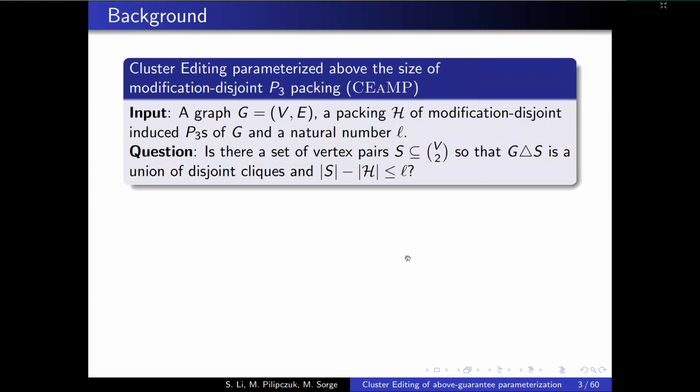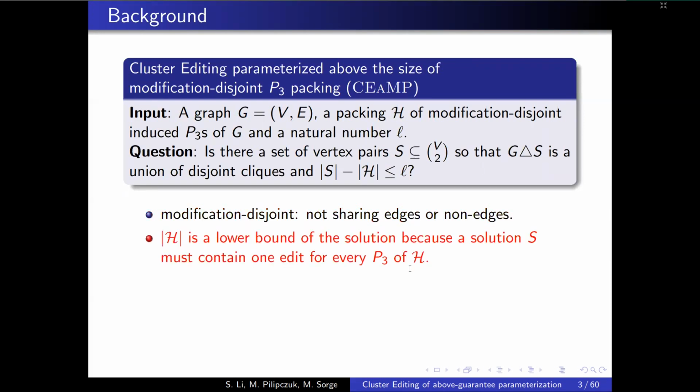In this paper, we study another variant such that the lower bound is the size of a packing H of modification-disjoint induced P₃s. Here, modification-disjoint means not sharing edges or non-edges. The size of H is a lower bound of the solution because a solution S must contain one edit for every P₃ of H.